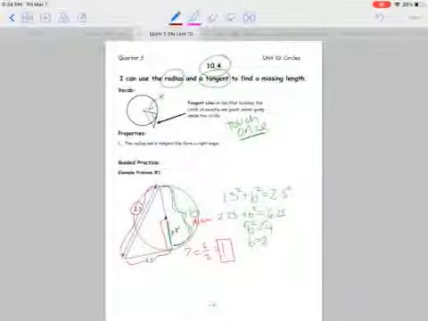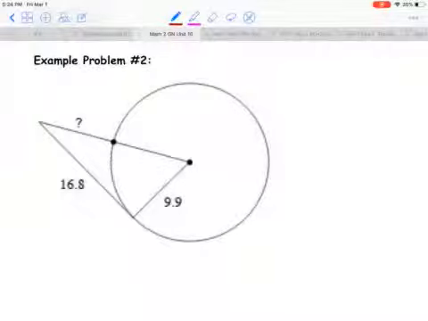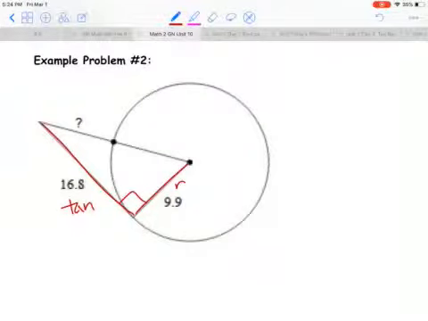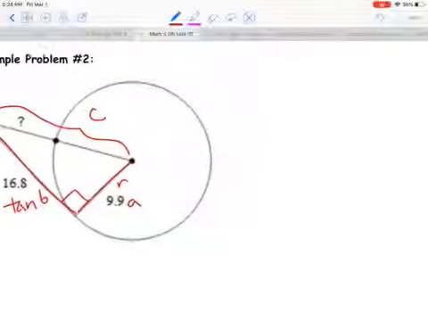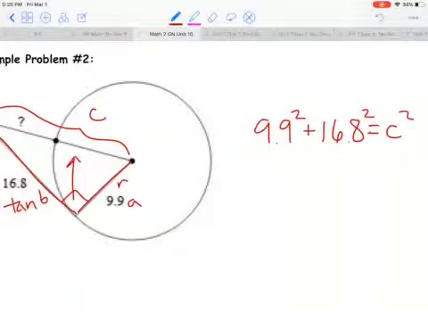Okay, let's try another practice problem. Okay, this one's probably the trickiest one you'll find. So again, radius, tangent, right angle. We have a triangle. This whole side is C, and then we have A and B. So 9.9 squared plus 16.8 squared equals C squared. And remember to mark C as your hypotenuse, or across from the right angle.